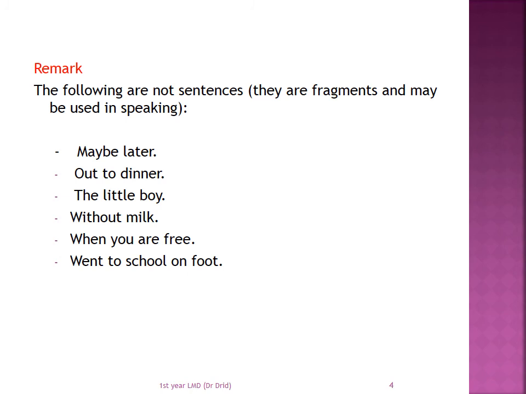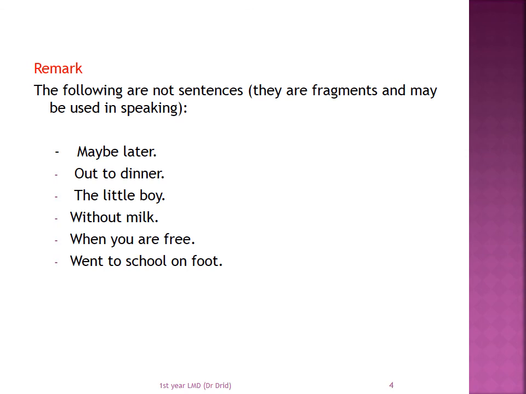When you are free, we notice you are subject and predicate, but the whole group of words, I mean, does not express a complete thought. When we read it, when you are free, we understand that something is missing. The idea is not complete. So this is not a simple sentence.